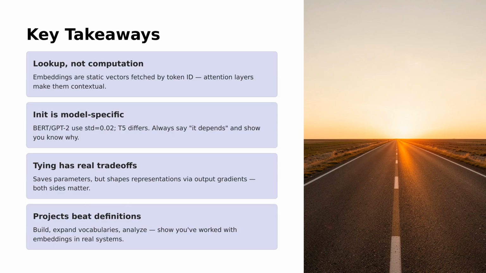Here are the key takeaways. First, embeddings are really a lookup table, not a computation step by themselves. The contextual meaning comes later from attention layers. Second, initialization is model-specific, so don't memorize one rule. BERT and GPT-2 use 0.02, while T5 is different for good reasons. And finally, weight tying saves parameters, but it also changes learning dynamics. In practice, real embedding experience comes from building and analyzing systems, not just defining terms.